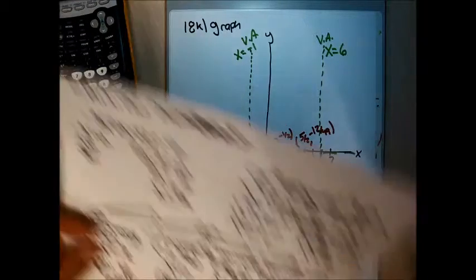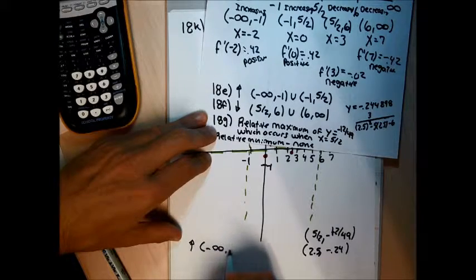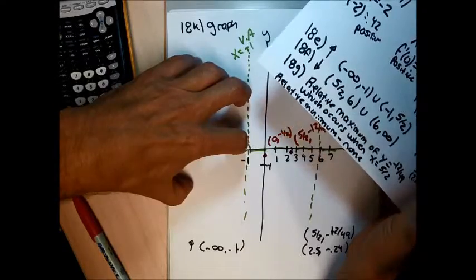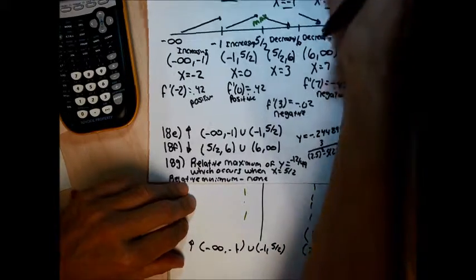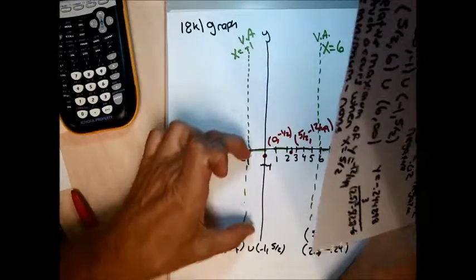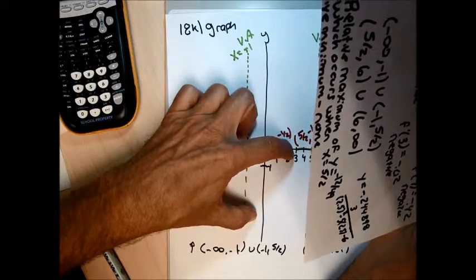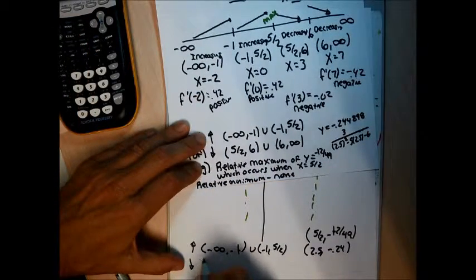I better make sure that my graph is increasing from negative infinity to negative 1, which means this whole part of the graph is going to be increasing. And it's also increasing from negative 1 to 5/2, which is kind of the middle part, between this dashed line and that point right there. So it's increasing here, increasing to there. And then it's going to start decreasing. It's decreasing from 5/2 to 6.